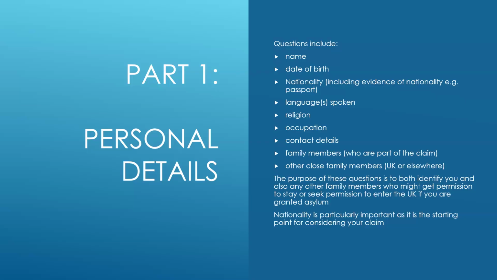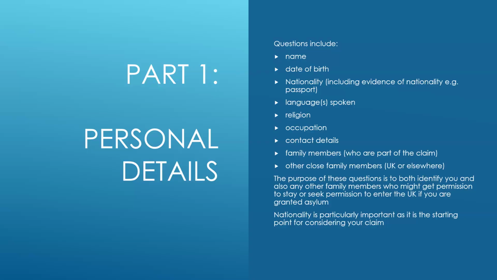Might be your younger sister, for example, or younger brother, a niece, a nephew. They were part of your family. So it's important to mention them because it might be that you want them as well to join you in the future should you get permission to stay.